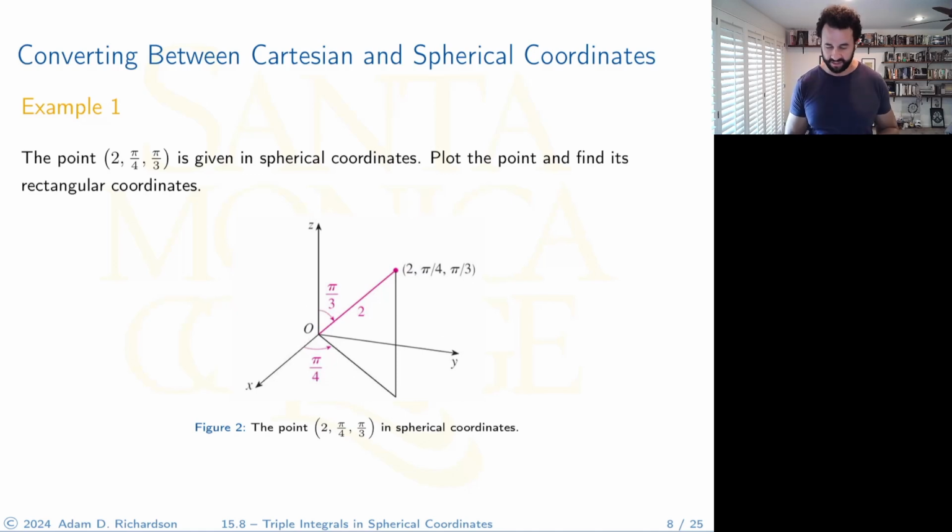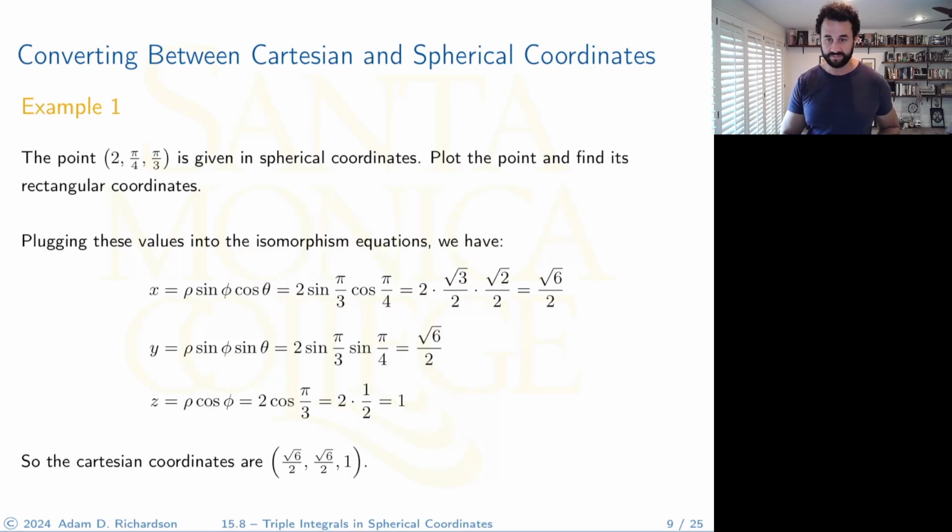All right, now that we have an idea of where the point is, let's use the conversion formulas, the isomorphism equations, and write this in Cartesian coordinates. Luckily we already know rho, theta, and phi, so the conversion to Cartesian coordinates is very quick. We just sub in what we know. There's rho, there's phi, there's theta. Multiply things, simplify things, and you get this for x. Similarly for y, you get that. And then for z, you get 1. So the Cartesian coordinates of this point in space are root 6 over 2, root 6 over 2, comma 1. Right? Not too bad, huh?